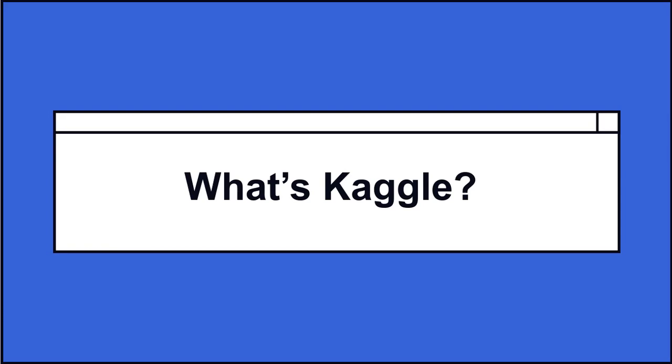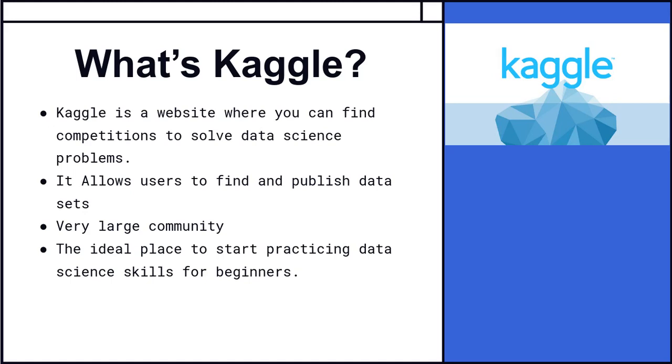So the first thing that we're going to talk about is Kaggle. So what is Kaggle? Basically, Kaggle is a website where we can find competitions to solve data science problems. It also allows the users to find and publish datasets. And one of the main strong points of Kaggle is that it has a very large community. Therefore, it is the ideal place for beginners to start practicing data science skills.